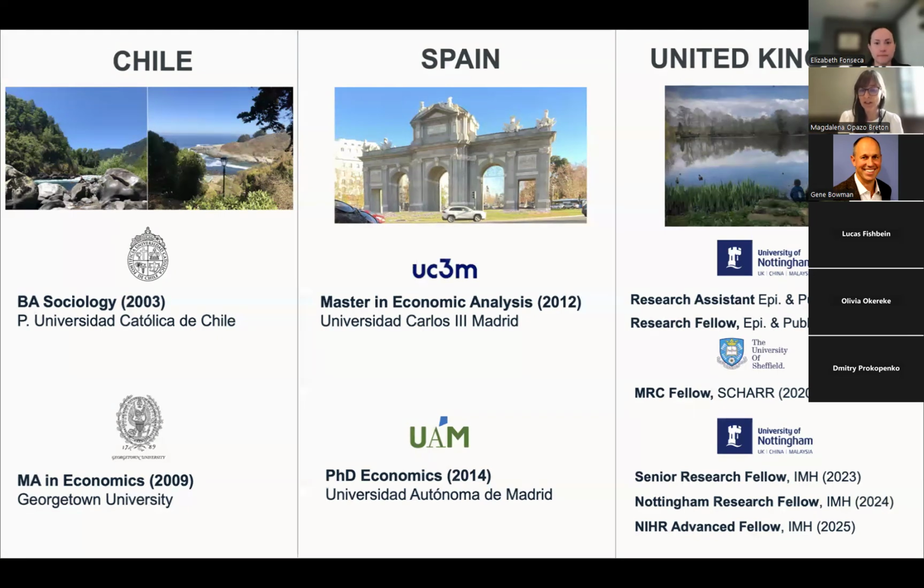After finishing my PhD, I moved to the UK and started as a research assistant in the Division of Epidemiology and Public Health at the University of Nottingham. There I progressed to research fellow, and in 2020, I was awarded a Medical Research Council fellowship and moved to the University of Sheffield for 3 years. Then I moved back to the University of Nottingham in 2023 as a senior research fellow. And after that, I've been awarded this Nottingham Research Fellowship and this NIHR Fellowship to deliver this 4-year research program on dementia prevention.